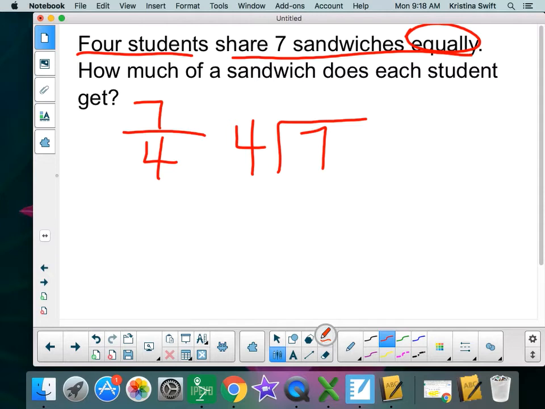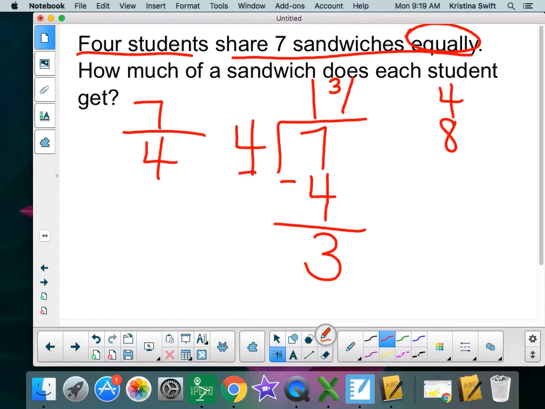4 goes into 7. Well, I know 4 times 1 is 4. 4 times 2 is 8. 8 is too big, so I'm going to go with 1. 1 times 4 is 4. I subtract, and I get 3. Let's see, 4, 5, 6, 7. That's 3. So I bring my remainder, keep my denominator, and 3/4 cannot be reduced.